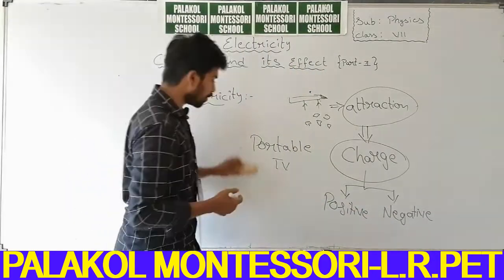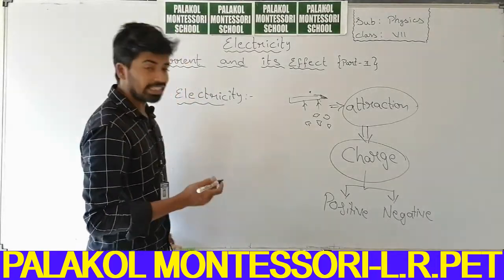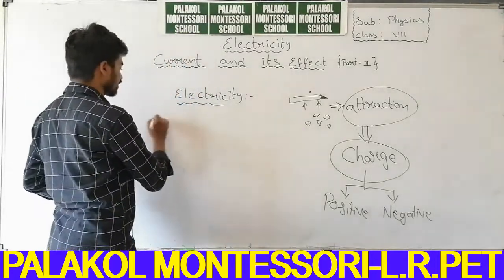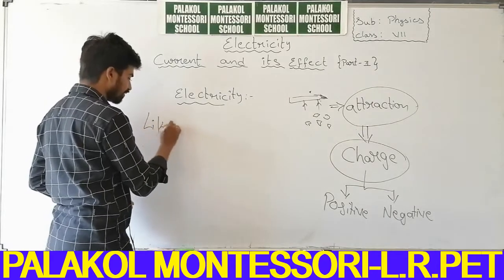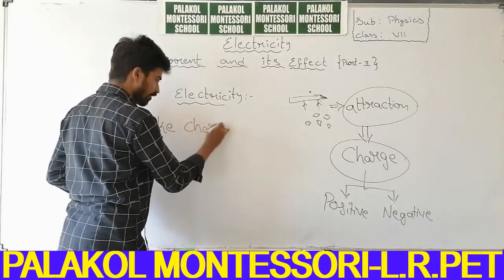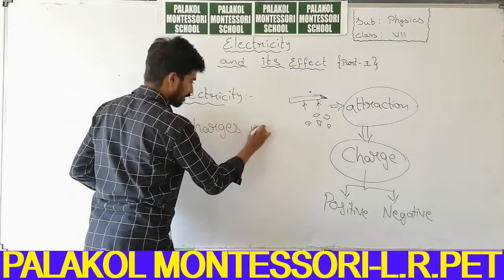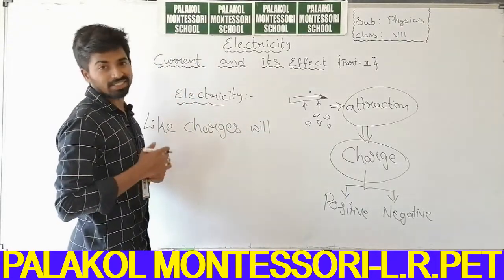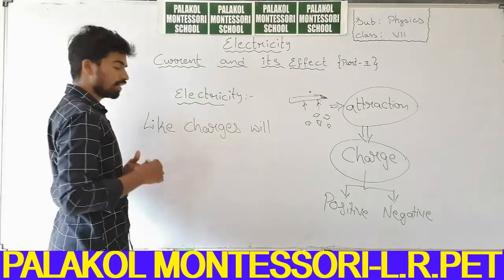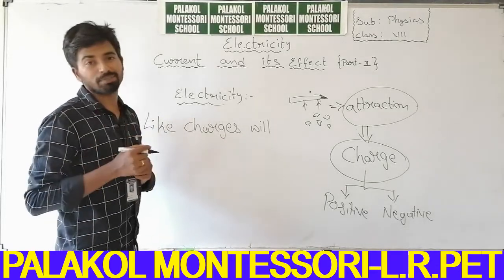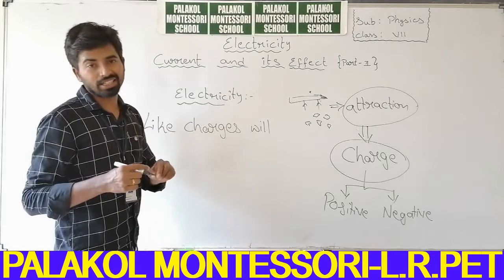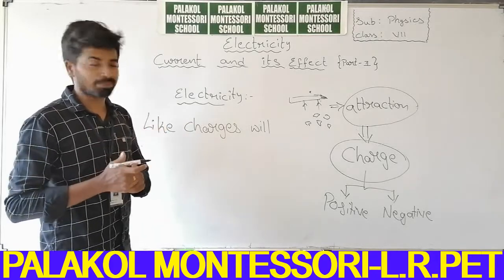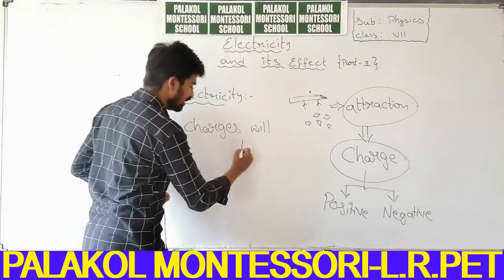If both are positive charges, that is, like charges meaning same charges, like charges will repel. You already learnt about magnets in the previous class, in the sixth class. What happens there? Like poles will repel. North and north pole will repel. South and south pole will repel. Similarly, like charges will repel.